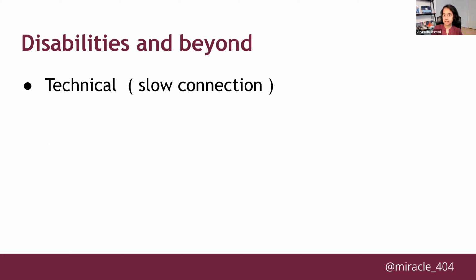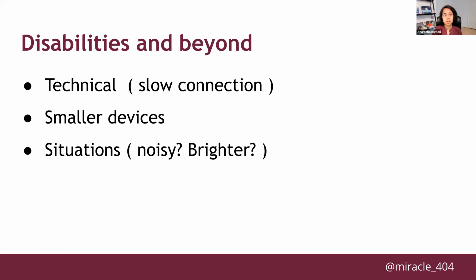So accessibility is for disabilities, and it is also for beyond disabilities, like a user who might be facing some technical issues, like maybe a slower connection. If we have a good performant website, and performance is a form of accessibility, we can say that, then they can be helped. Then smaller devices. If someone is trying to access our content on smaller devices, smaller mobiles or tablets, and our website is responsive, then it is properly accessible for them.